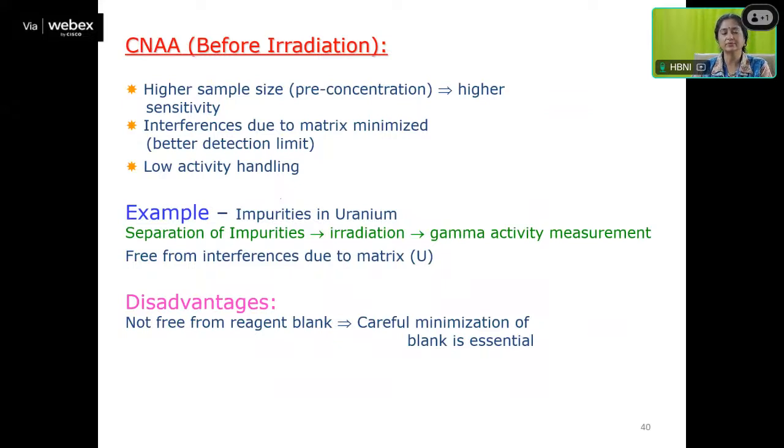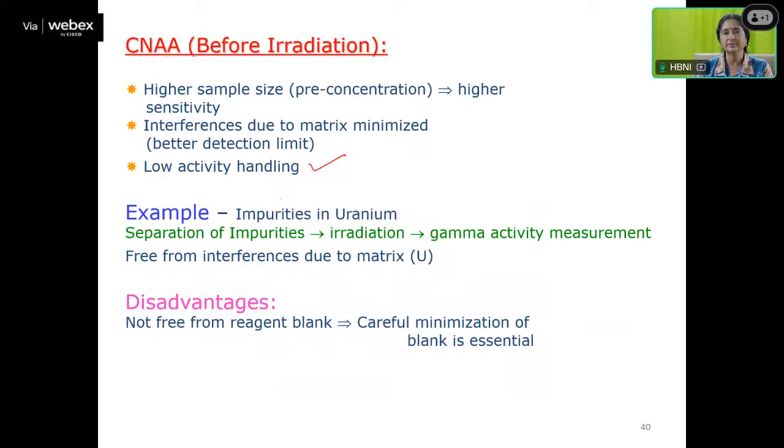So CNA is before irradiation. You can take a higher sample size and pre-concentrate properly, because you can handle a high volume of sample and separate your element of interest from it, converting it into a small size, so that there is a pre-concentration factor which allows a low detection limit. Also, because you separate the matrix before irradiation, you are handling low activity. An example is impurities in uranium: separation of impurities, irradiation, then gamma activity measurement. So it is free from interference due to the matrix uranium.